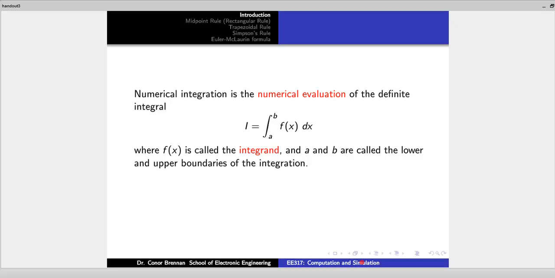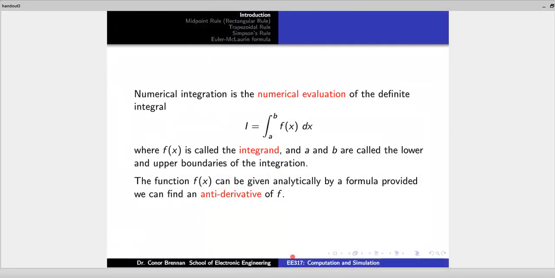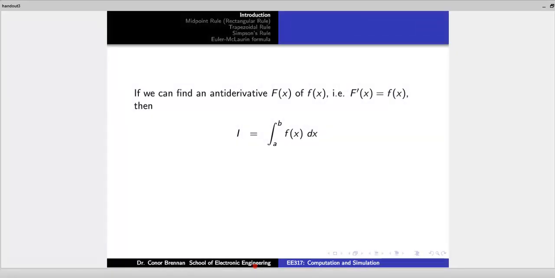Numerical integration is the evaluation of a definite integral of the form integral of f(x) between a and b, done numerically. f is called the integrand, and a and b are the lower and upper boundaries. Straightforward stuff, you all know this. You all know how to integrate, so it can be worked out exactly provided that you have knowledge of what is called the antiderivative of f.